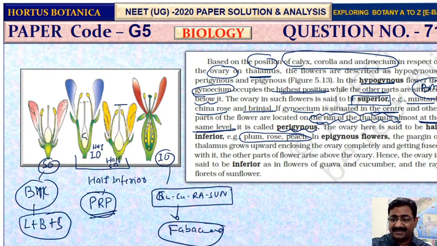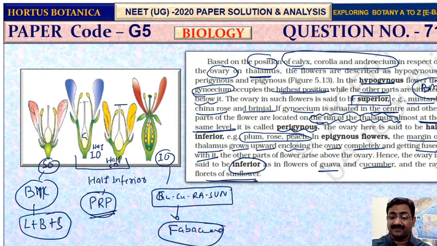But when the margin of the thalamus grows upward, I told you, grows upward, it encloses the ovary completely and fuses with it. As a result, the ovary will lie just inside, right? So the position will be completely inferior, and the case is inferior ovary. Examples we have are guava, cucumber, and ray florets of sunflower. So you can say, yes, as I told you, Gu, Cu, Ra, Sun.